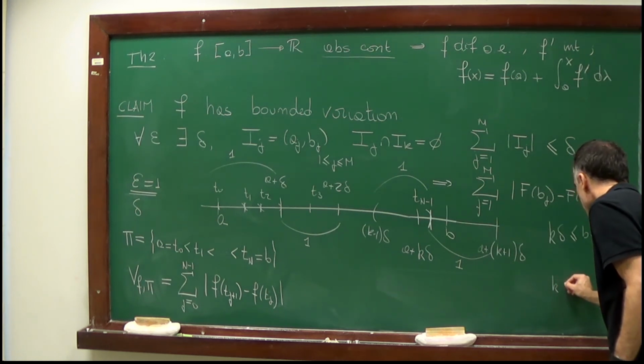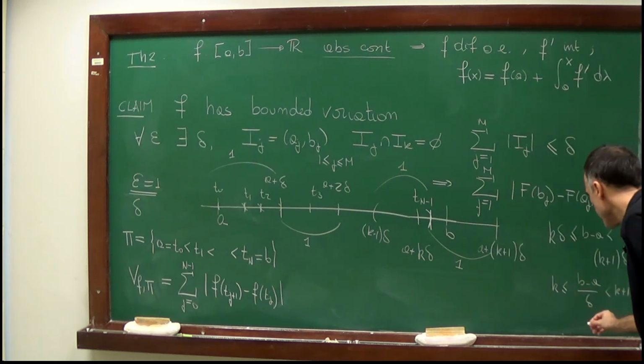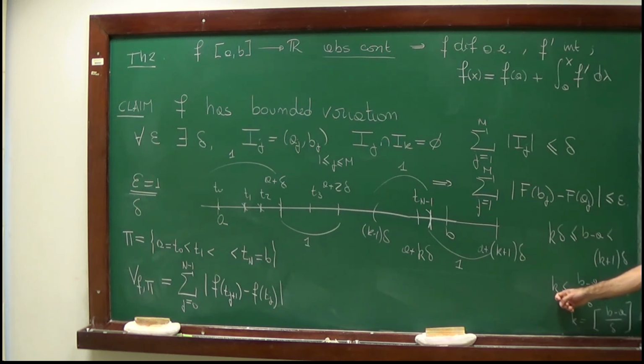So this tells me that k is smaller or equal than b minus a over delta, and this is smaller than k plus 1. So actually, k is equal to the integer value. This is the largest integer smaller or equal than b minus a over delta. So I'm representing by this symbol the integer part of this real number, which is the largest integer smaller or equal to that real number. So k is that one.